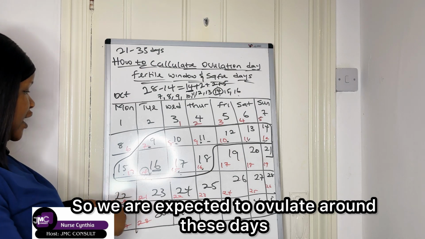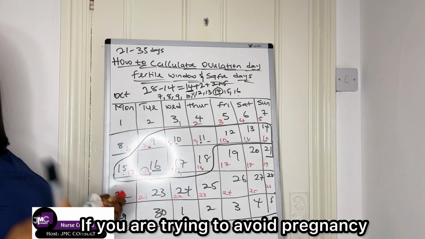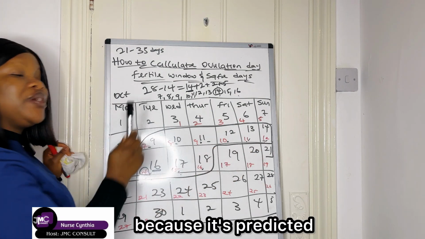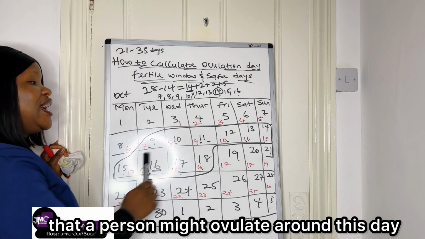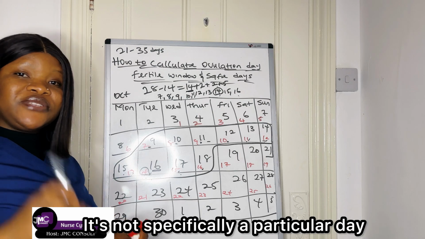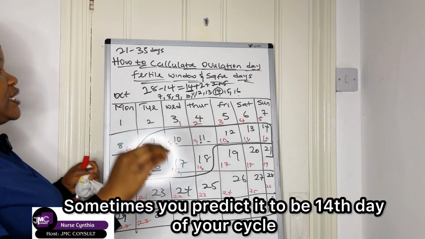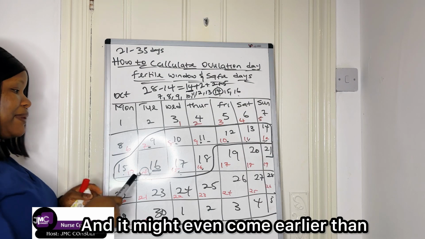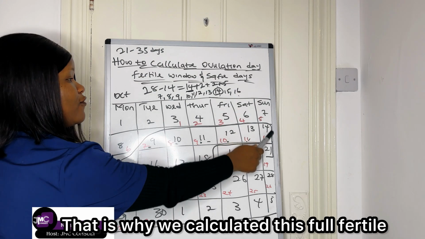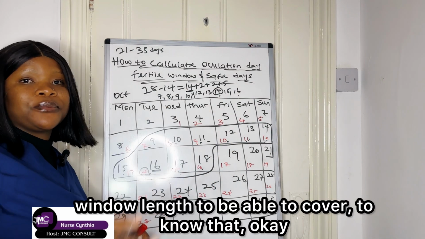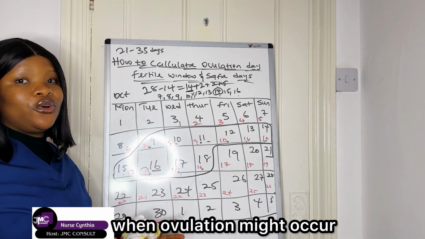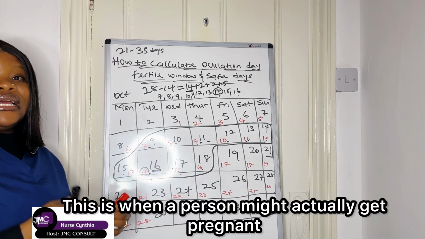So we are expected to ovulate around these days. If you are trying to avoid pregnancy, do not have sexual intercourse around these days because it's predicted that a person might ovulate around this place. So ovulation day is not specifically on the 14th. It's not specifically a particular day. Sometimes you predict it to be 14th day of your cycle, and it might even come earlier than that or later than that. That is why we calculated this full fertile window length to be able to cover, to know that okay, it is predicted that this particular date is when ovulation might occur. This is when a person might actually get pregnant.